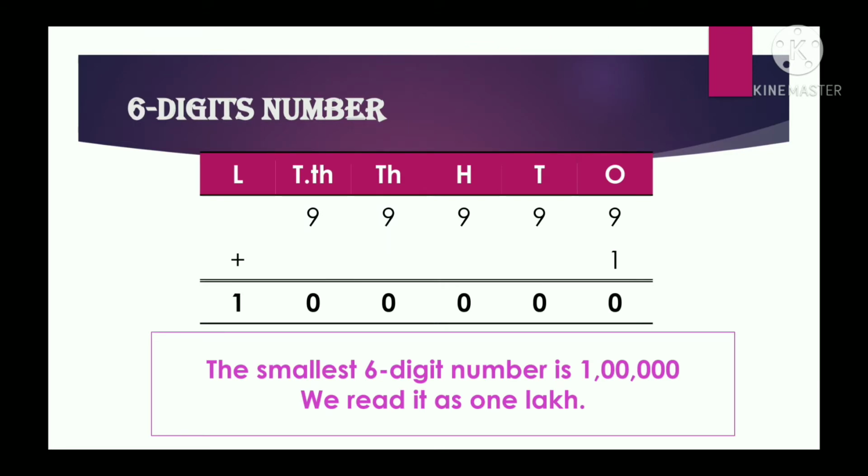How do we get 6 digit numbers? Here I am showing you with the place value chart. If we add 1 to the greatest 5 digit number, which is 99,999, we get 1 lakh. And students, 1 lakh is the smallest 6 digit number, and we read it as 1 lakh with 5 zeros.